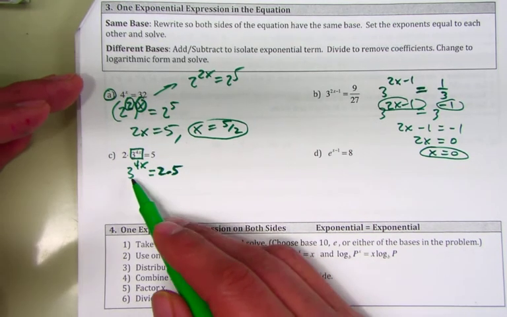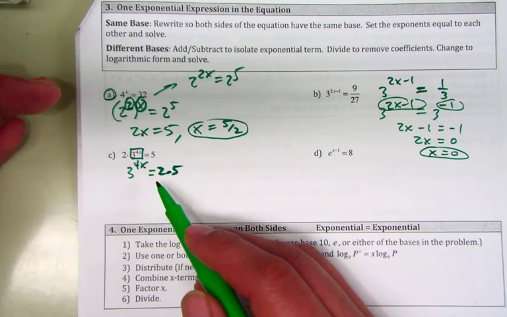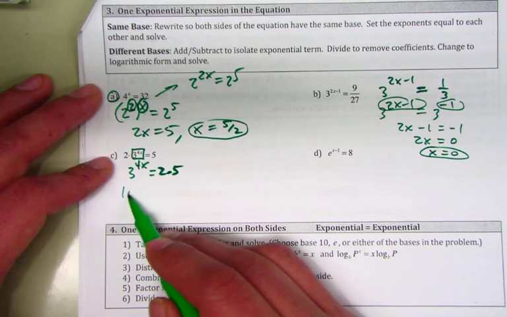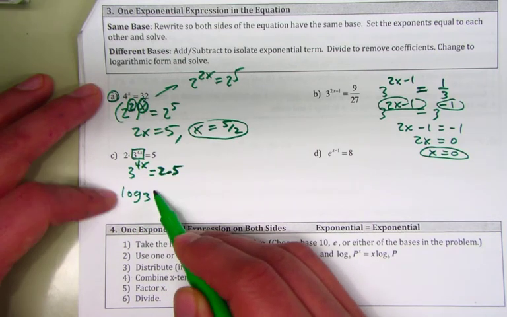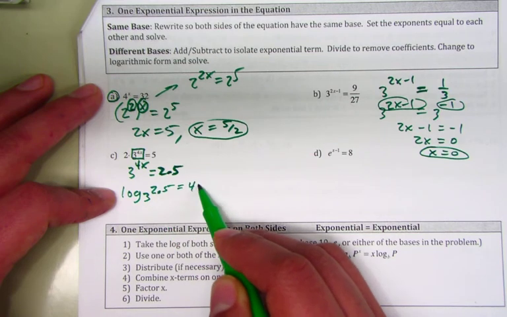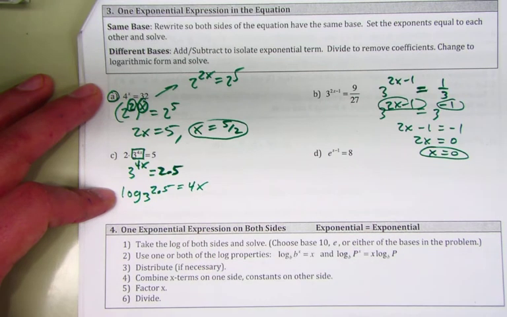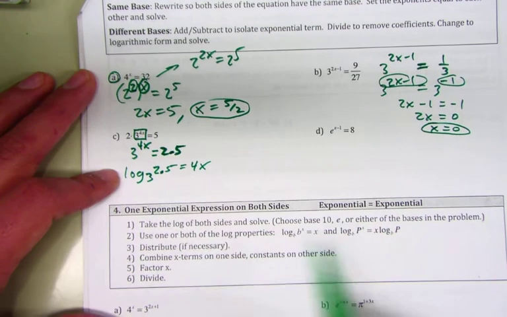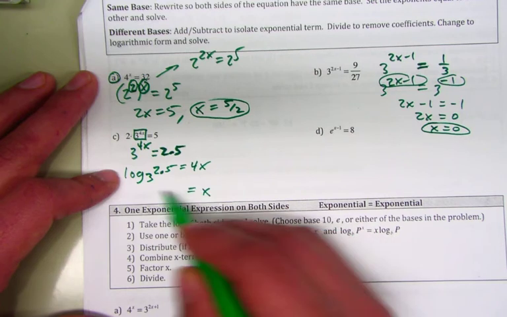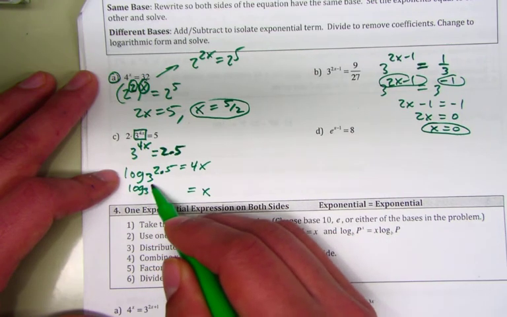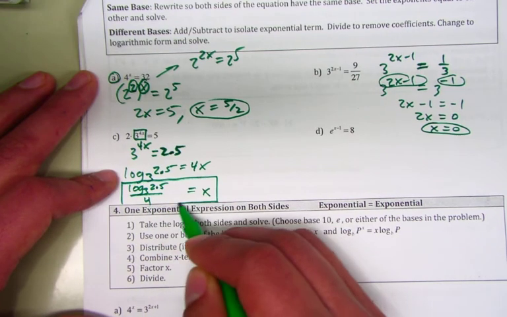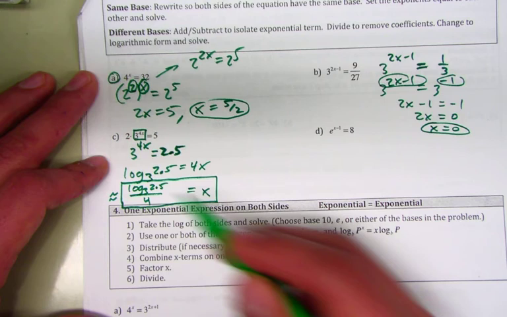We don't have a way of making these the same base, but we can switch it to log form and go from there. So what would this be in log form? Good. One more step and we're done. Divided by 4. So this is log base 3 of 2.5 over 4. You should be able to type that into the calculator if you need to get an approximation.